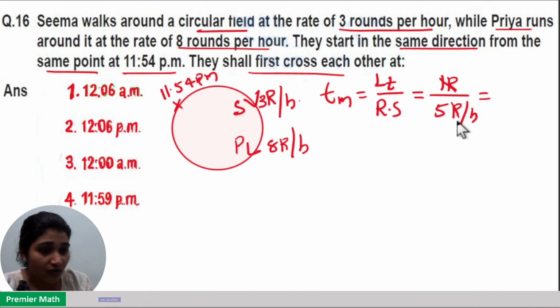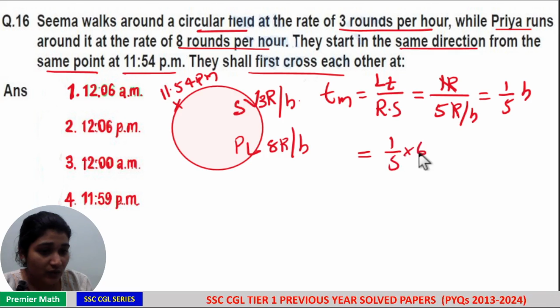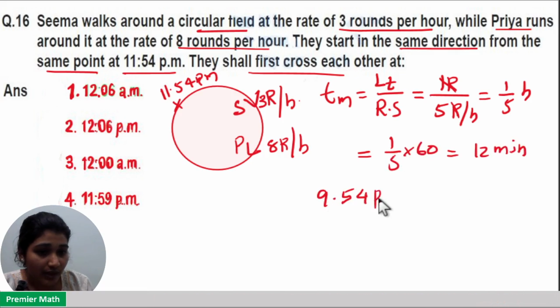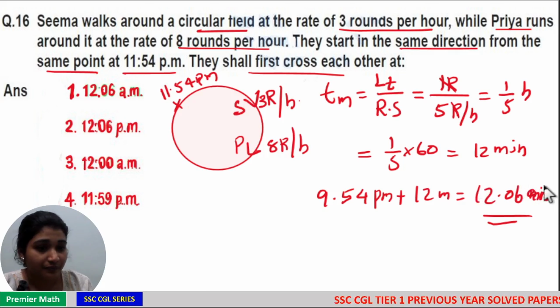Now, 1 round and 1 round cancel. 1 by 5th of an hour is the answer. So 1/5 of an hour means 1/5 into 60 minutes, which is equal to 12 minutes. Now 11:54 p.m. plus 12 minutes is equal to 12:06 a.m. Option 1 is your answer.